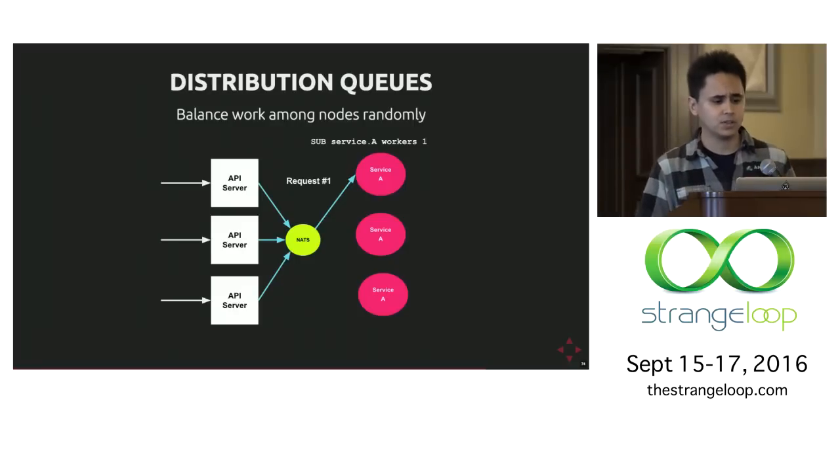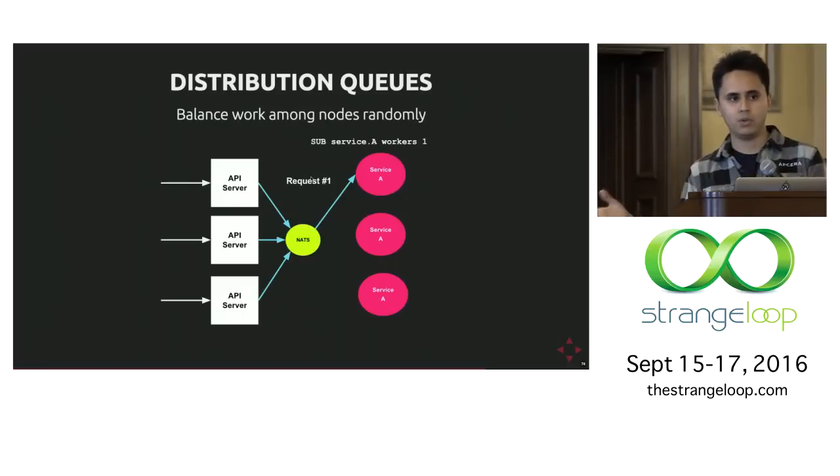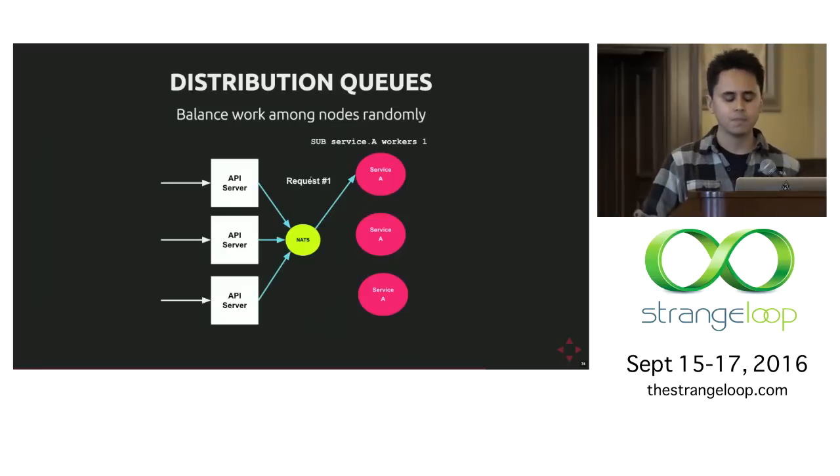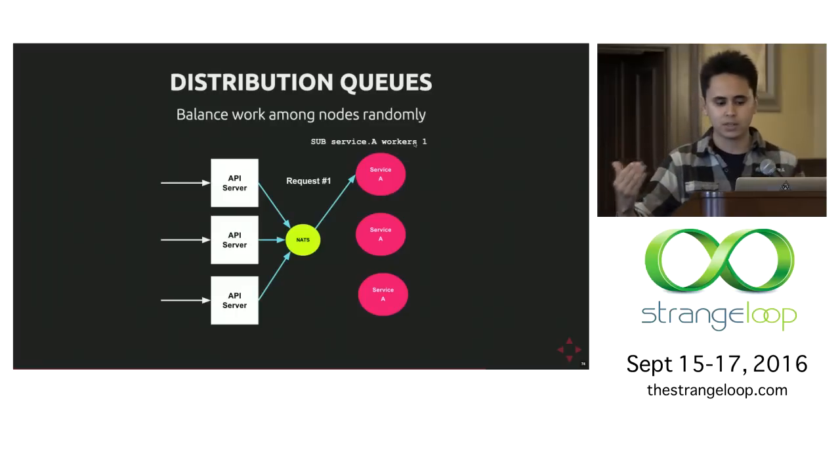And also, NATS supports distribution queues. The way to use distribution queues is for use cases where you don't necessarily want to broadcast all of your messages, and rather you want to distribute the work between a set of workers. The way to use this functionality is by making a subscription, just like the other subscriptions, let's say service.a, separated by space and workers. This will create a distribution queue named workers.